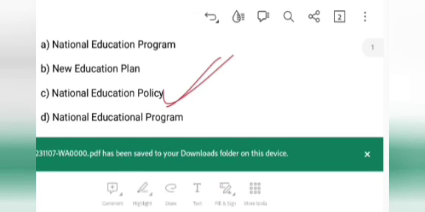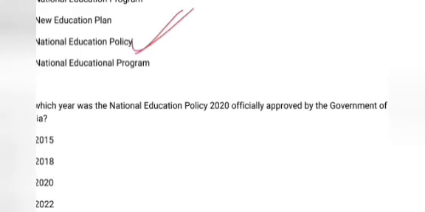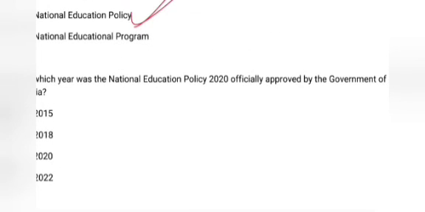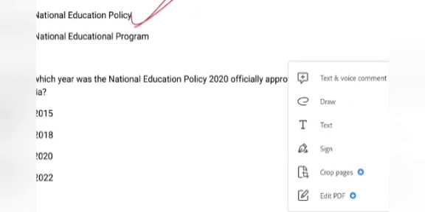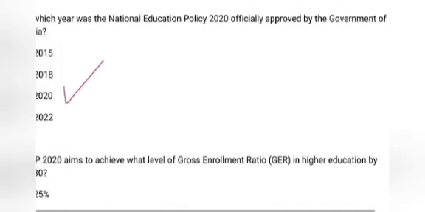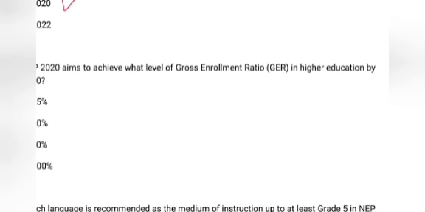You have seen that. Similarly, number 2 says, in which year was the National Education Policy 2020 officially approved by the Government of India? 2015, 2018, 2020, 2022. From the question itself, we can make out that it is 2020. NEP 2020. Then NEP 2020 aims to achieve what level of gross enrollment ratio, GER, in higher education by 2030? 25%, 30%, 50%, 100%. So number 3, it will be 30%.